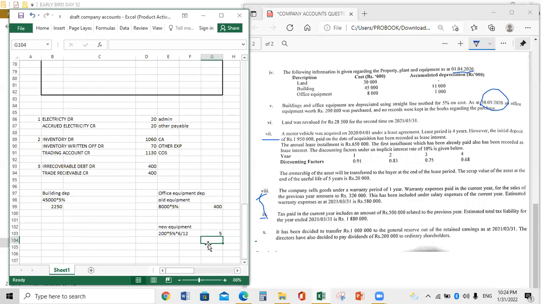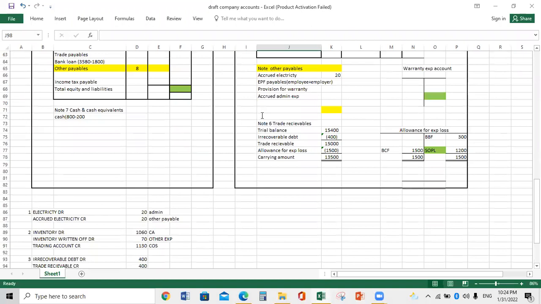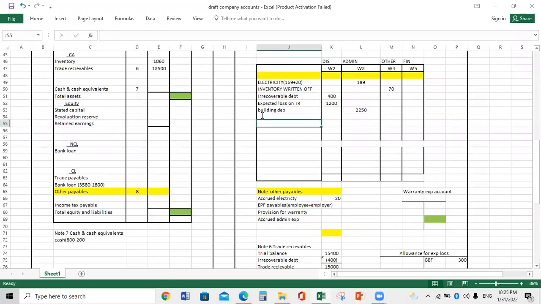Get the total, 405,000, and write the double entry. Go and record in both the places like you did. Office equipment is an administration expense. Go and write here: office equipment depreciation. What expense? Administration, 405,000. As you debit here, where should you credit? You have to credit your accumulated depreciation.